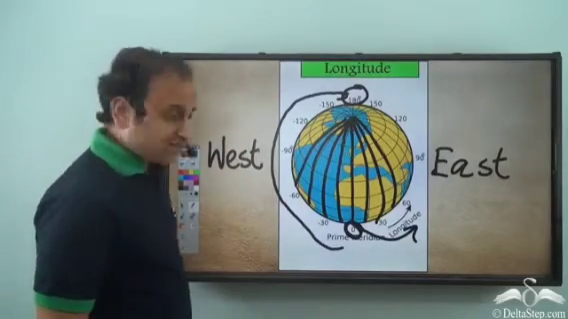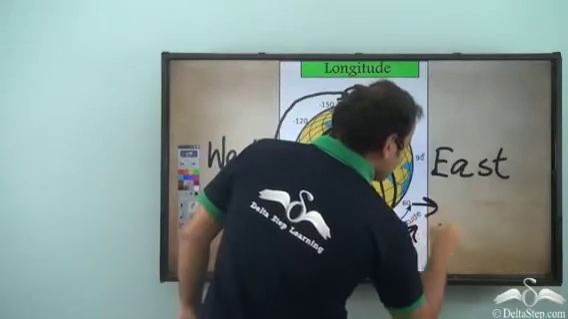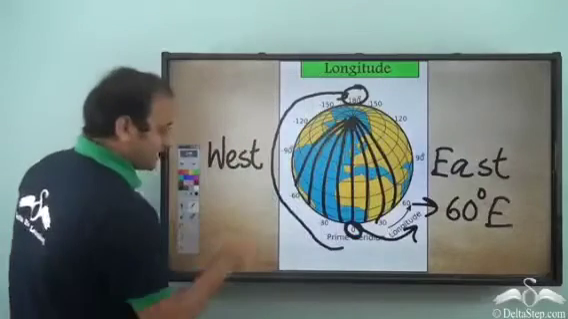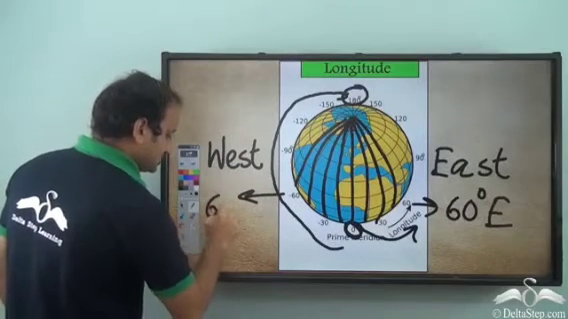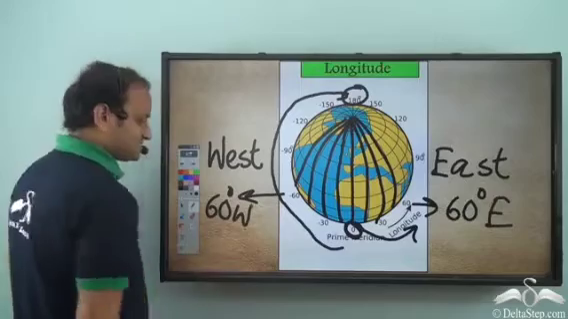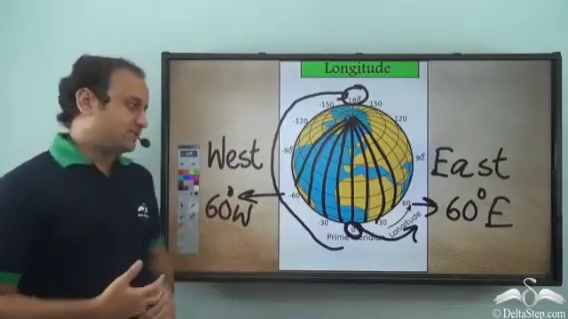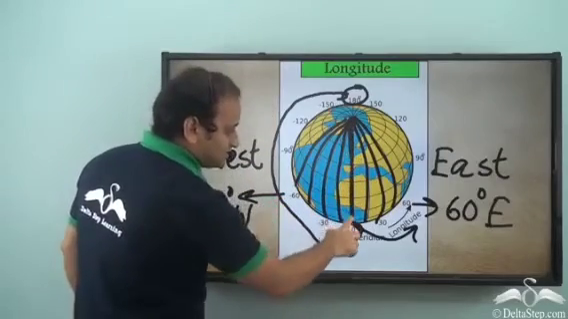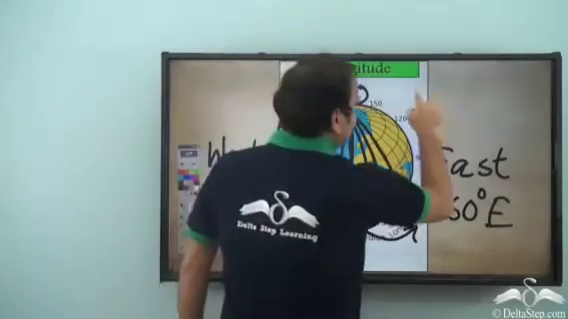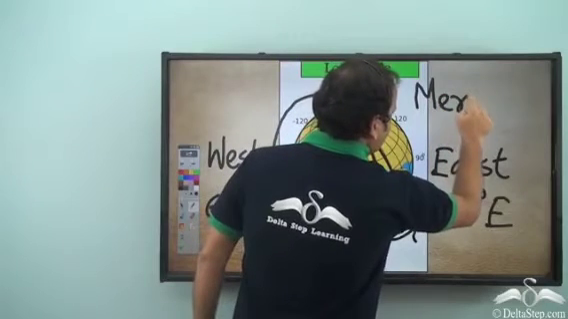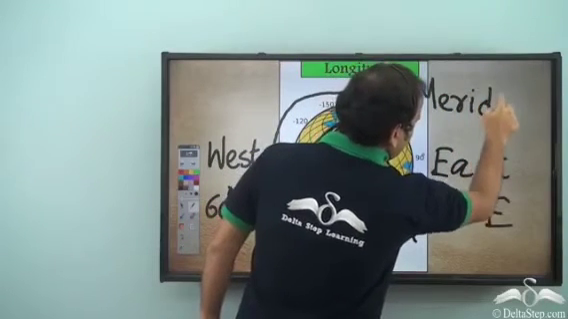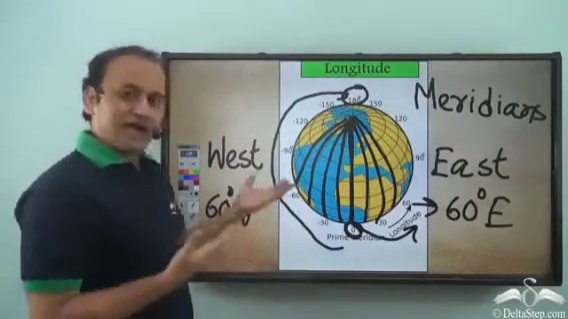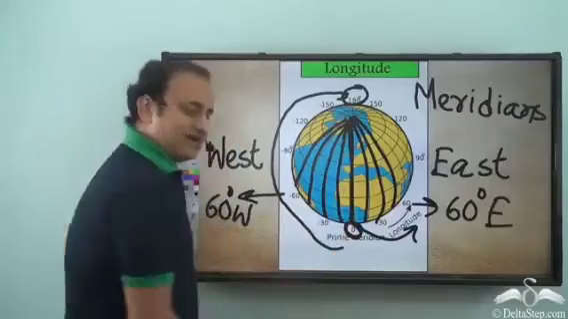So another way of writing these is that you can write these numbers as 60 degree east, and here you can write this as 60 degree west. So this is another way of writing these. And now, as all these lines are drawn with prime meridian as the base, these are also called meridians. So you see, longitudes and meridians are drawn with prime meridian as the base.